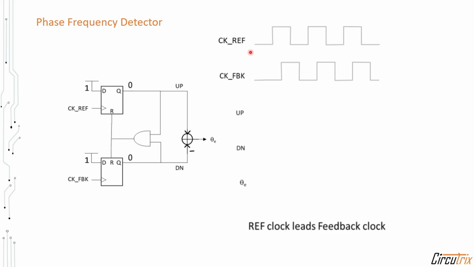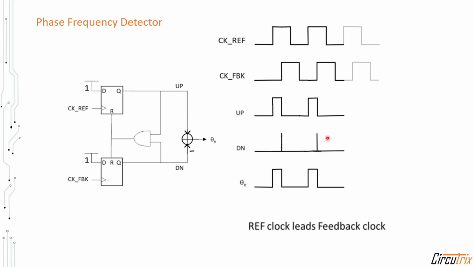Consider a case where the reference clock is leading the feedback clock. First we will encounter a rising edge of the reference clock, which will set the flop to high, so up will go high. The up signal will stay high until the feedback clock has a rising edge. This rising edge will toggle the down signal to 1. Since both inputs of the AND gate are 1, it will reset these two flops to 0. So the error signal, which is calculated as the difference between the up and down signals, will have a pulse as shown over here. This will be repeated as long as the reference clock is leading the feedback clock.